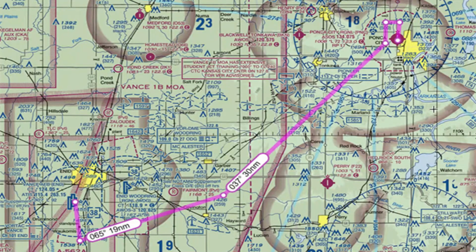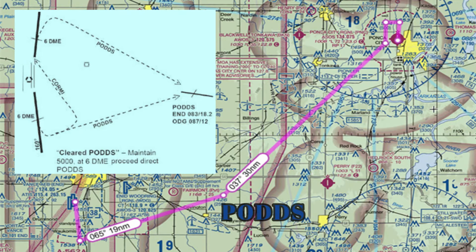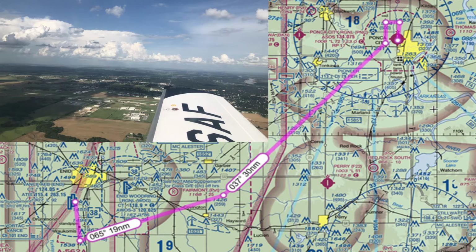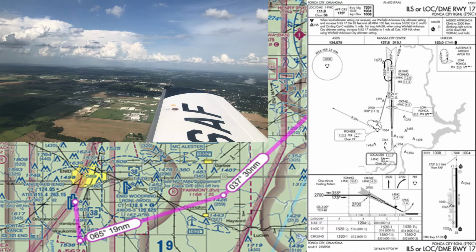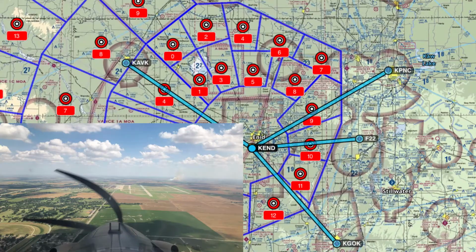On this flight, we will depart Vance Air Force Base and fly the Pod Stereo route, cancel IFR approaching Pods, proceed to NTA Ponca City for VFR patterns and the ILS-17, then discuss departing the NTA and how to go to a MOA or back to Vance.